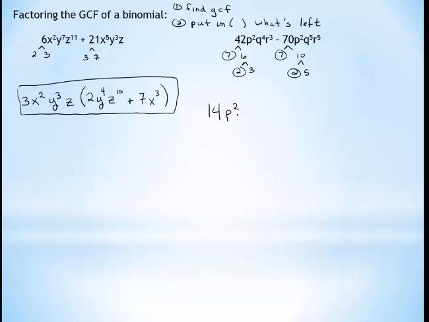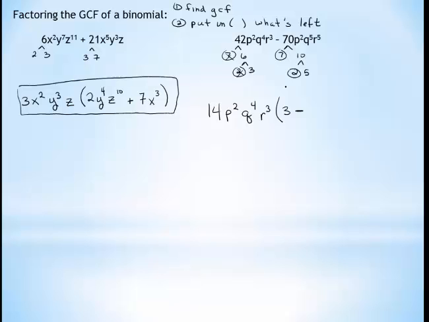4 q's and 5 q's, so I can bring 4. 3 r's and 5 r's, so I can bring 3. If I take 14 away from the 42, I'm left with 3. There were 2 p's, I took 2 p's away, so there are no p's left. There were 4 q's, I took 4 away, there are none left. 3 r's, I took 3, there are none left.